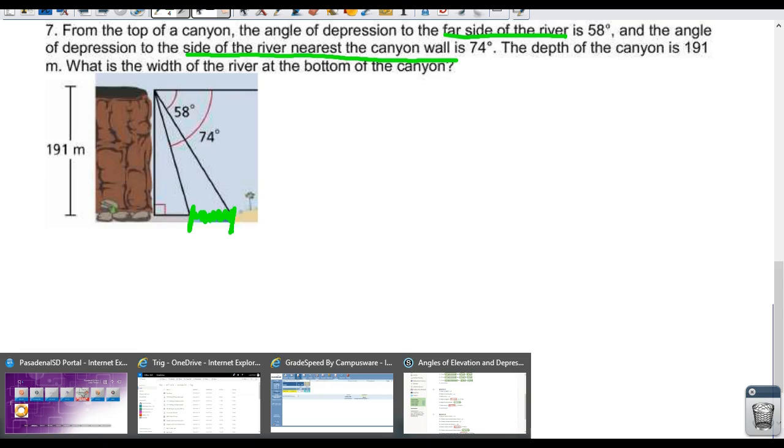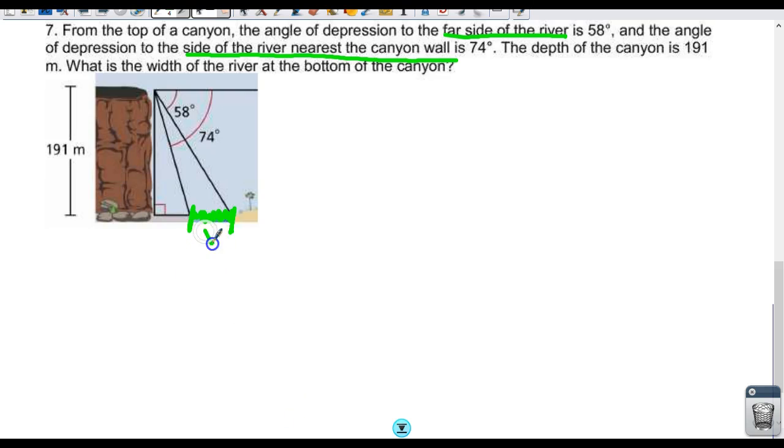So then it says the depth of the canyon is 191 meters. Even if you don't know what that means, it's labeled on your picture. What is the width of the river at the bottom of the canyon? So you're looking for the width of the river. I'm looking for this. So this piece here is the side of this triangle, but this triangle is not a right triangle. So can you do trig on it? No. All right. Do you have right triangles in this picture? Yes. How many do you have? 2. You have this little one right here, and you have this big one right here, right?